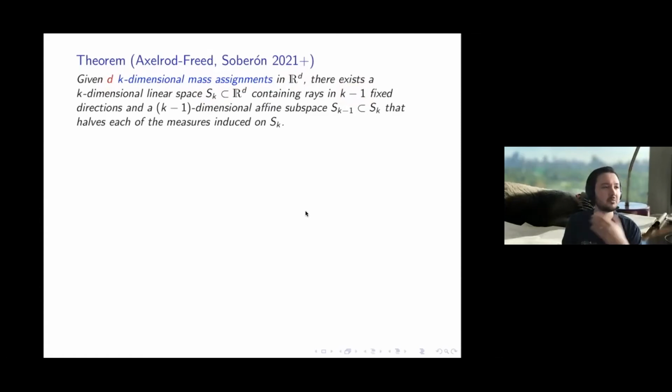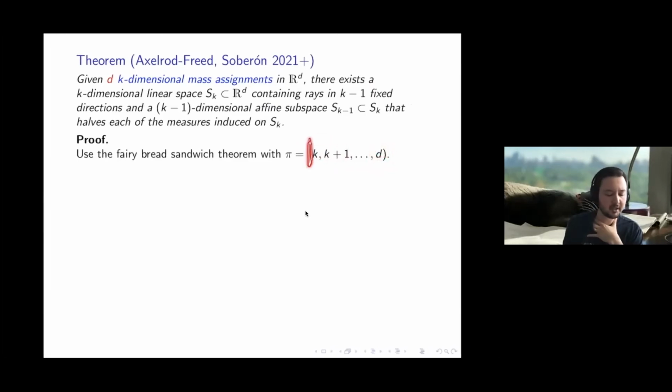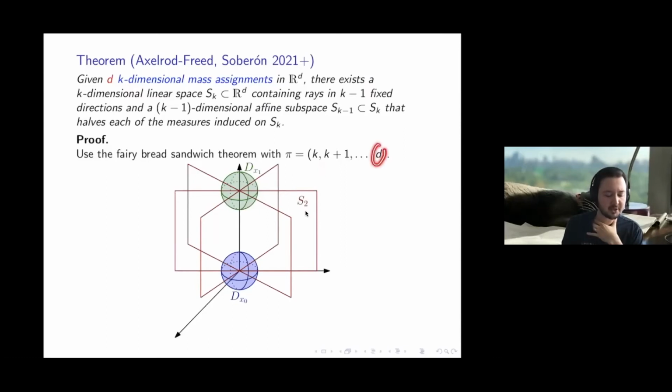And so let me just show you how the fairy bread sandwich theorem implies this. You're going to be using this permutation, k plus 1 up to d. So we have k measures, and then k plus 1 up to d, the k-dimensional mass assignments. The only important thing here is that this is at least k in each entry. And we're already given the k-dimensional mass assignments. We can take anything we want for the previous mass assignments. So for the k measures I want here, I'll place a sphere centered at the origin, and then a sphere centered at each of the directions I wanted here. So the first hyperplane that splits all these measures has to go through each of the centers of those spheres. And so it has to go through the origin and have the directions I wanted. And then you can define the next one.